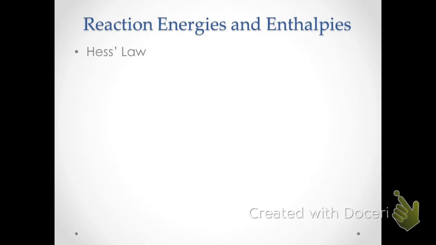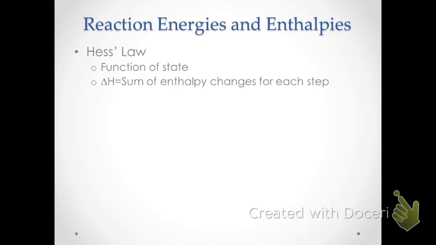There are other ways that we can calculate enthalpy changes if we don't have the enthalpies of formation easily at hand. We can use Hess's law, which you may recall as being a product of the fact that enthalpy is a function of state. That means that enthalpy changes are independent of path. It just simply relies on the initial state and the final state. So we can divide a reaction up into steps, and we'll look at an example in a minute. Calculate the enthalpy changes for each of those steps, and then the overall enthalpy change is going to be the sum of those changes for those steps.